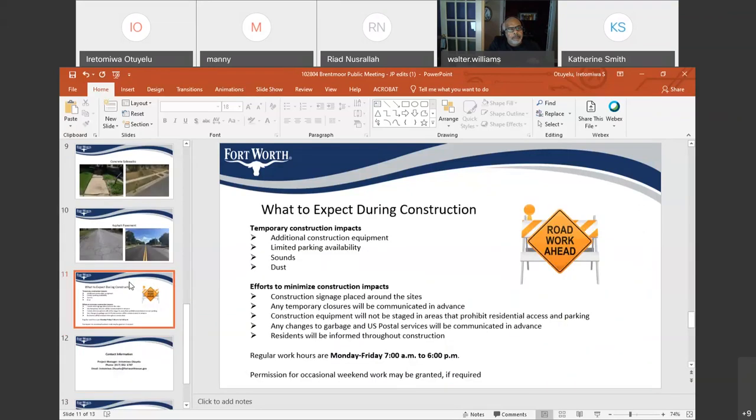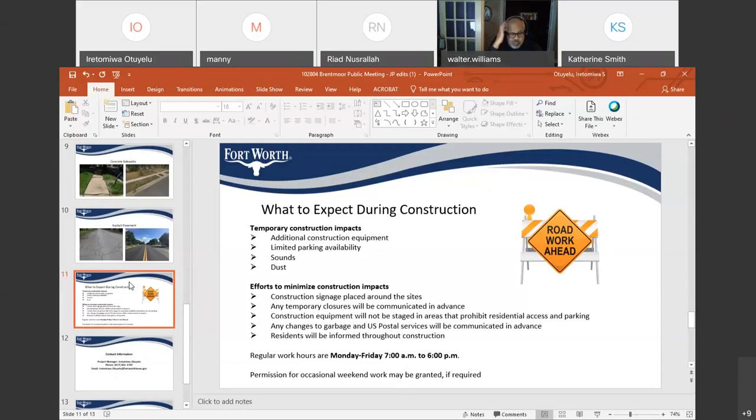So, what to expect during construction? You can expect that a lot of construction equipment will be on the site for each street that we'll be working on. There might be limited parking availability on the streets, and there will be a lot of construction sounds during working hours, as well as dust caused by construction activities.